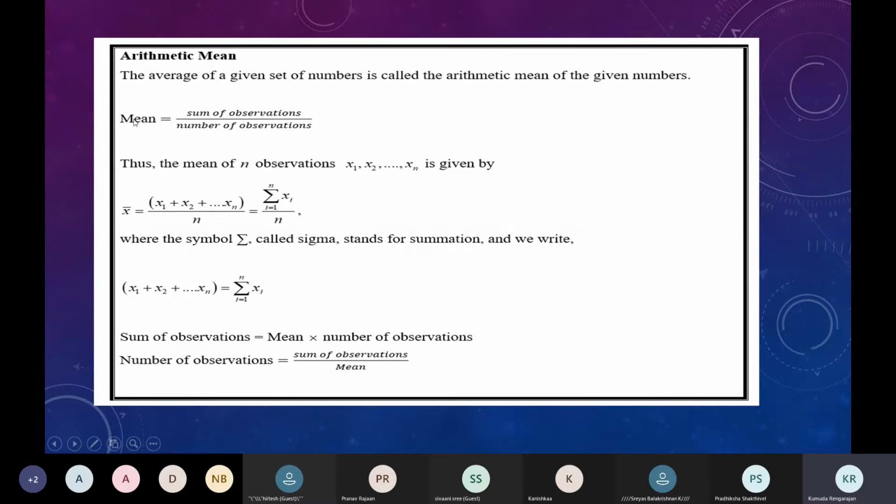So like mean, we have sum of all the observations, we have the number of observations. This is the formula for mean. What will it be for sum of the observations? Mean into number of observations. And what will be the number of observations equal to? Number of observations will be sum of the observations by mean. So that you should be able to help yourself. I have told you, but in case you still haven't got it, you can do it by yourself. Just transposing.